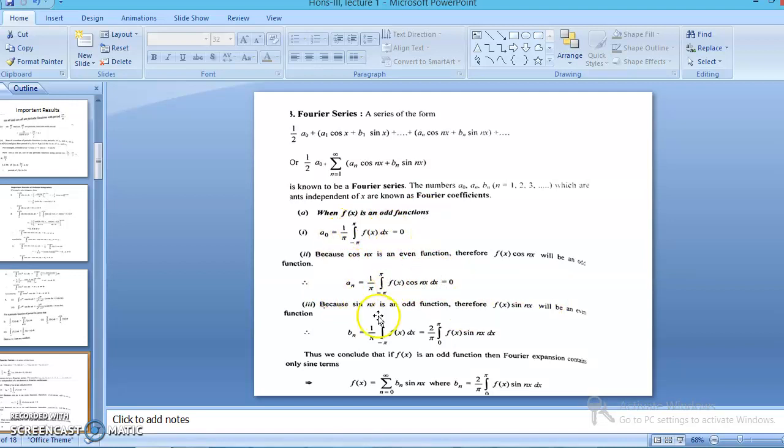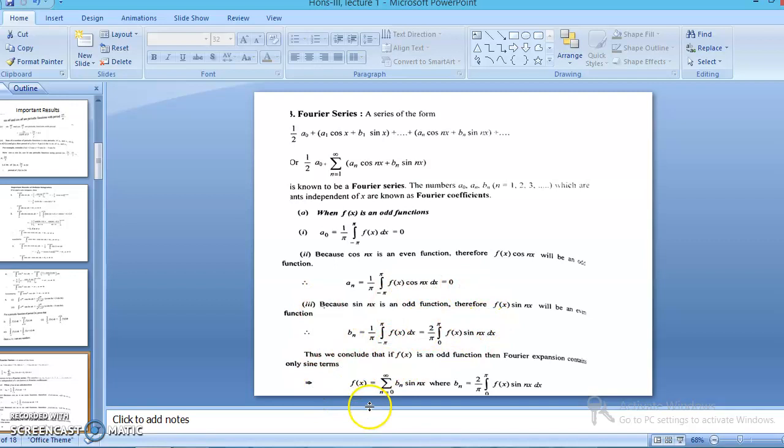Then the value of the coefficient an comes out to be equal to 0. Third one, we take the value of the Fourier coefficient bn. As we know that sin nx is an odd function, so fx sin nx will be an even function, so the value of the Fourier coefficient bn comes out to be equal to this term.